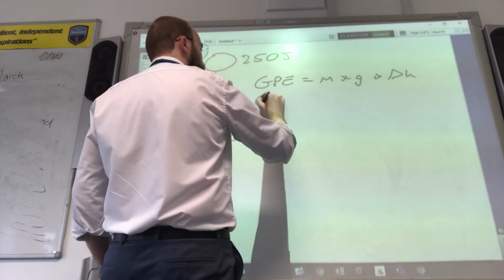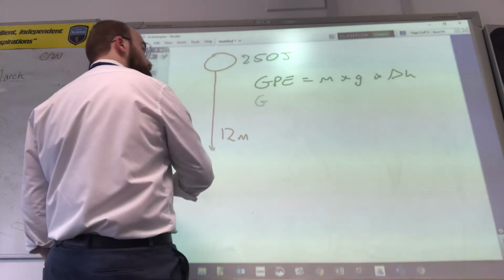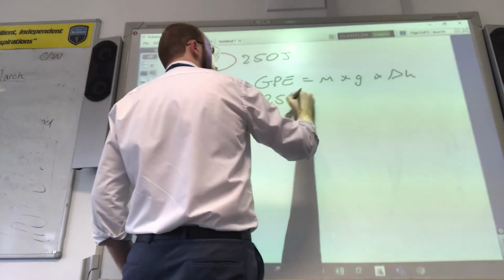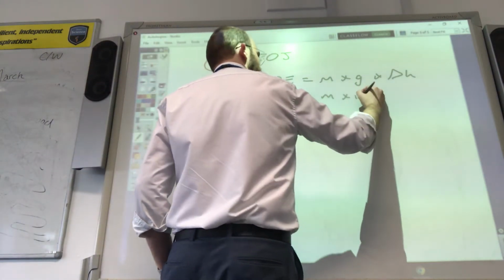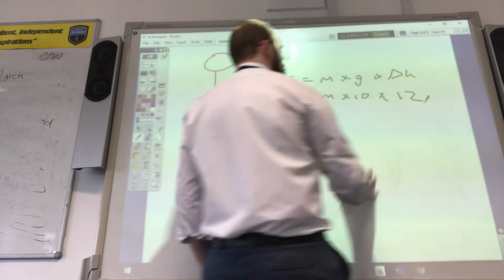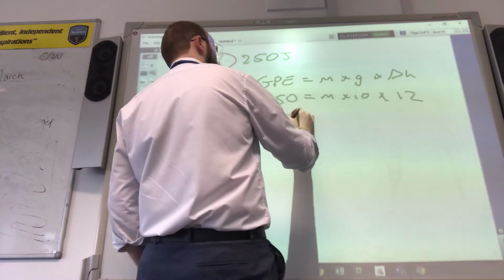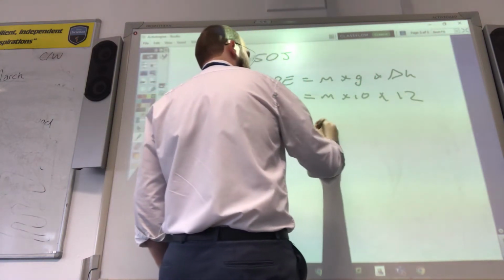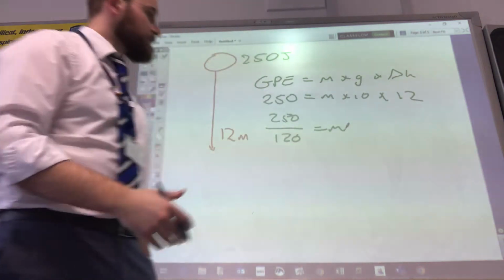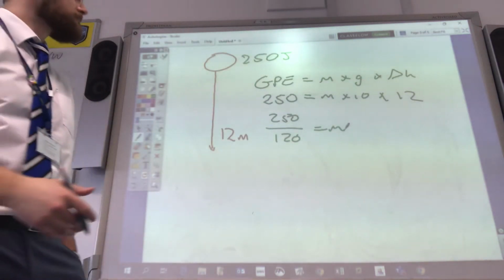How would I find the mass of the ball? I would have my 250 joules of GPE. I would keep M, I would have 10, and I would have 12. I would rearrange that to 250 over 120, and that would give me my mass, whatever that is. It would be 2 point something.